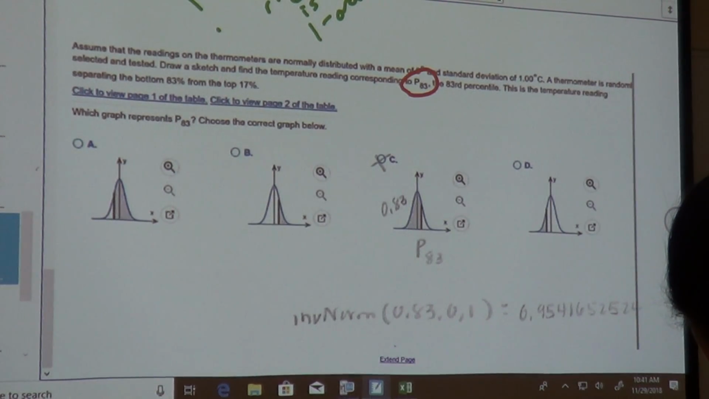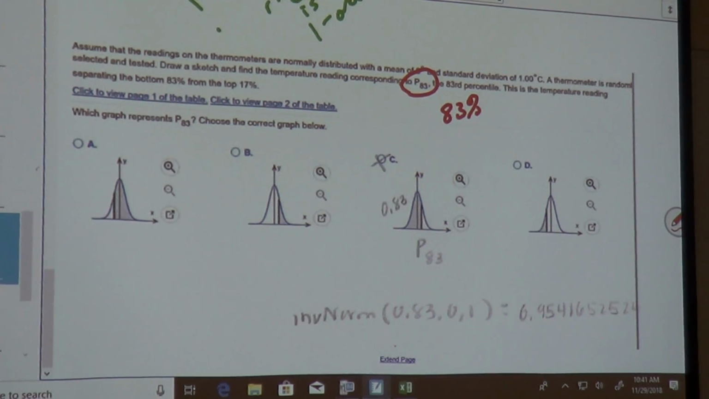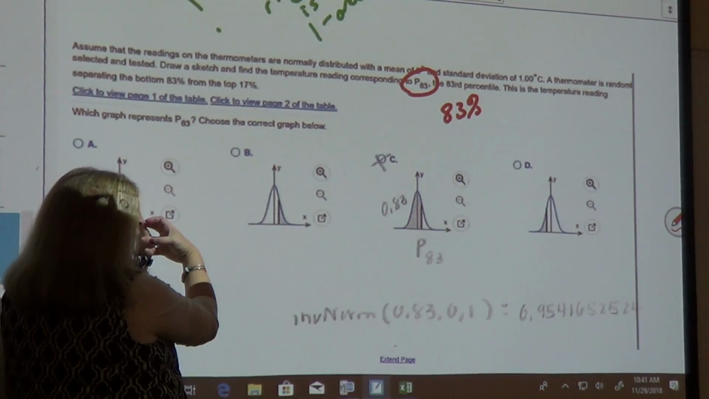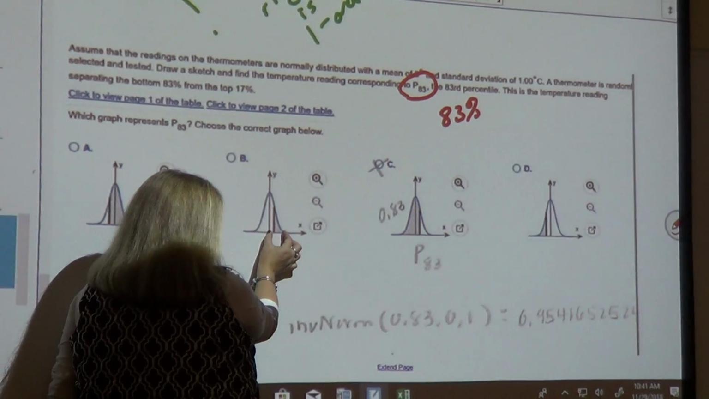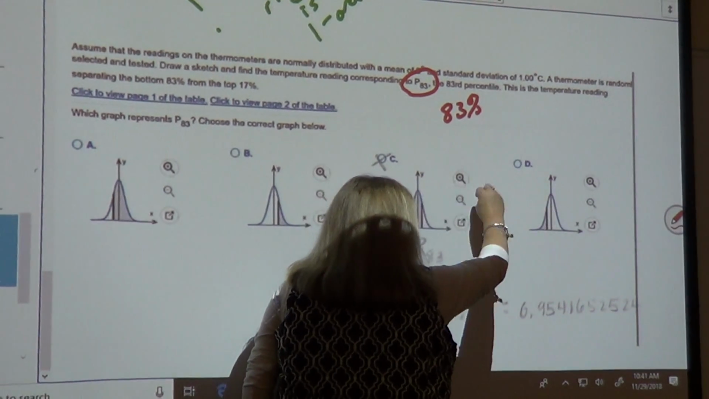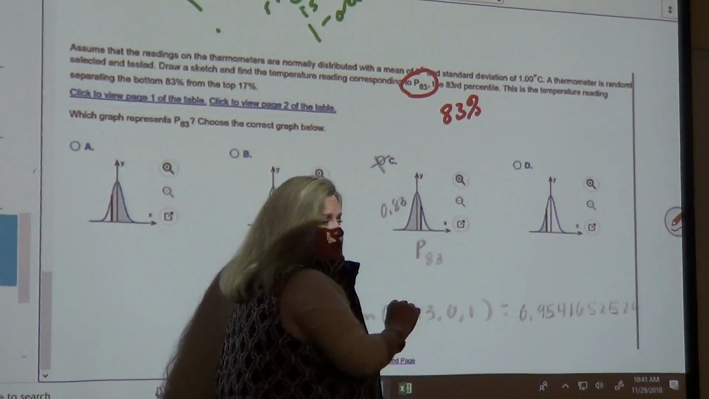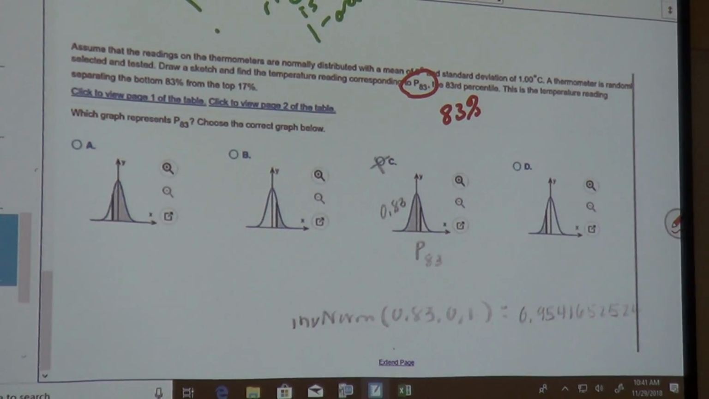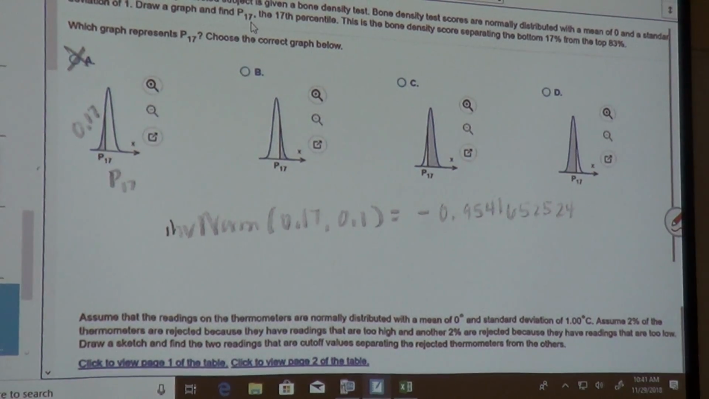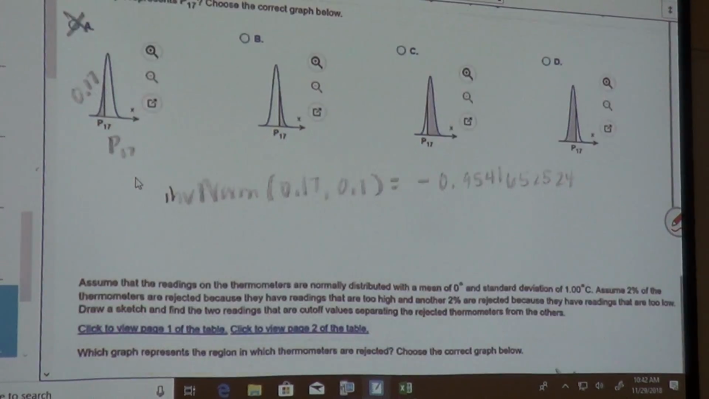This says P of 83, so that means 83% is shaded. And our shading always starts from the least to the greatest. So this is from the greatest to the least. This is working backwards. Y'all, that isn't 83% because that isn't even 50%. So percentage always goes from the left to the right, from the least to the greatest. P of 17, 17%, always goes from the left to the right. 17% is less than 50%.